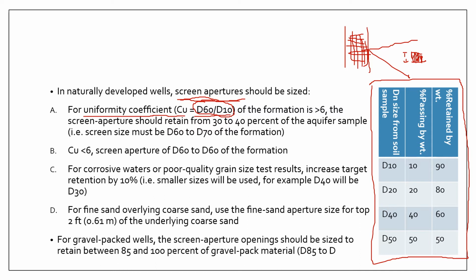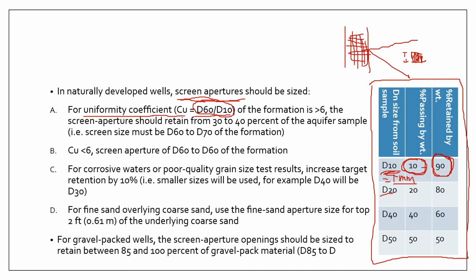All right, so if you have a D10 size, so let's say your D10 size is 1 millimeter. So this D10 size is the size where 10% of your soil sample or your aquifer sample will pass through this size. All right. So if 10% pass through that aperture, it also means that 90% of the soil is actually retained or does not pass through that size of opening.